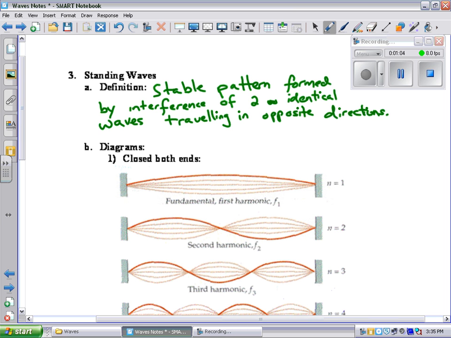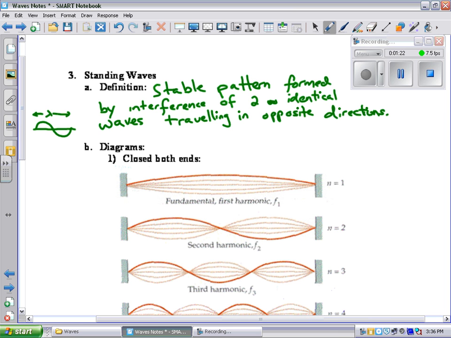Okay, and I want to make a note over on the side over here that if I want to find a wavelength, one way to do it is think of a sine wave, and it's going to start to repeat itself over here. So this is one wavelength.